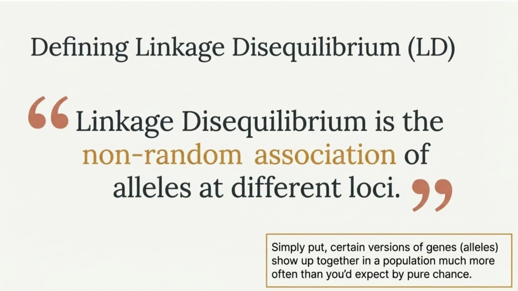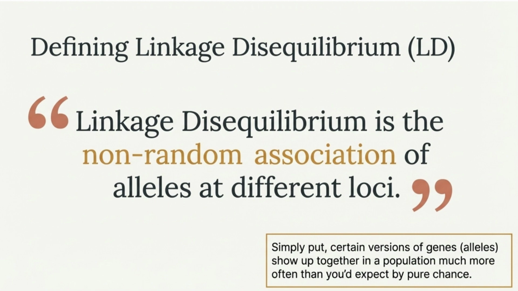And that brings us to the official definition. Linkage disequilibrium, or LD for short, is simply the non-random association of alleles. Now, alleles are just different versions of a gene, like the allele for blue eyes versus the one for brown eyes, and loci is just a fancy word for their address on a chromosome. So, all this is really saying is that some gene versions are found traveling together way more often than you would expect, just by pure chance.